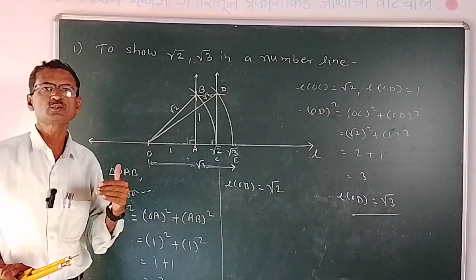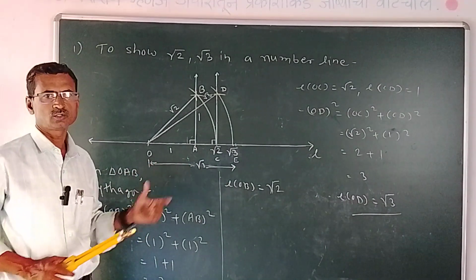In this way, we can show root 5 and root 6 on a number line. Okay, thank you.